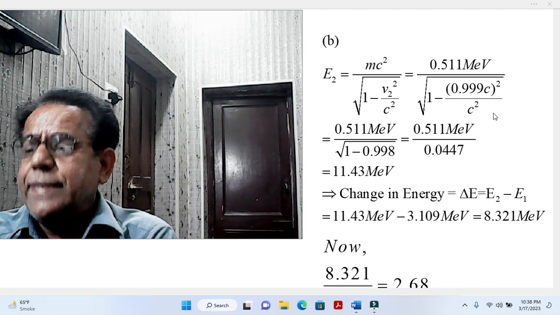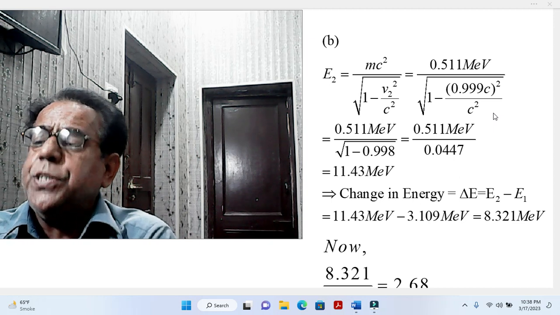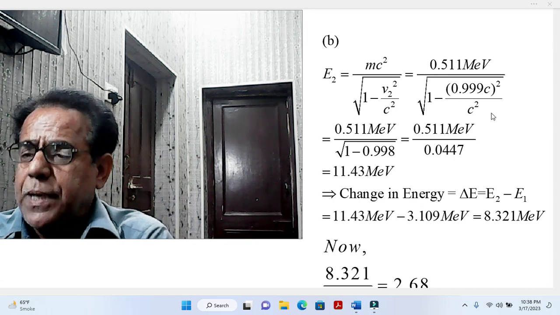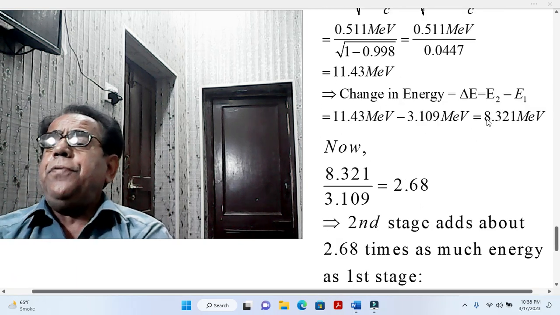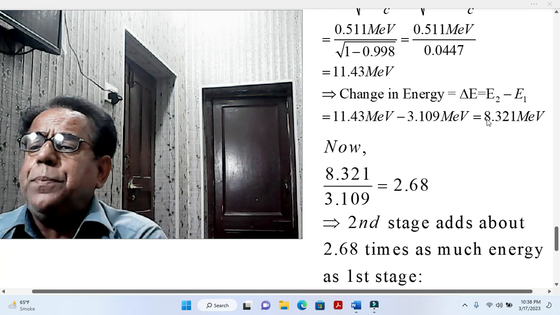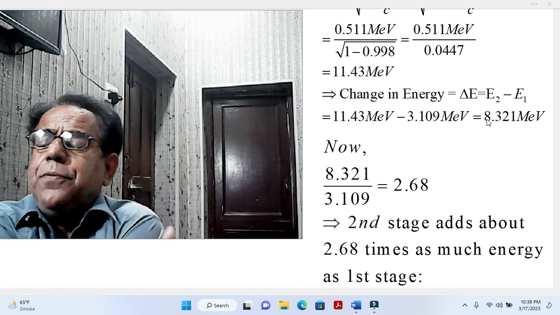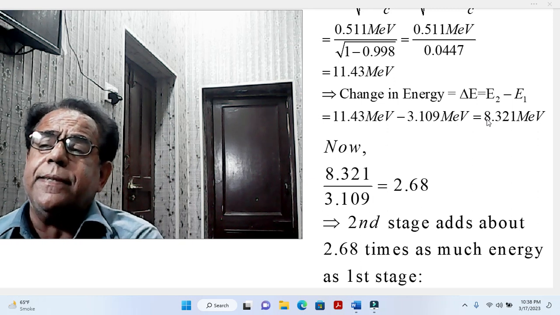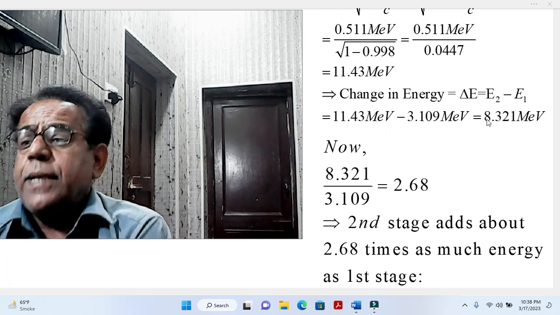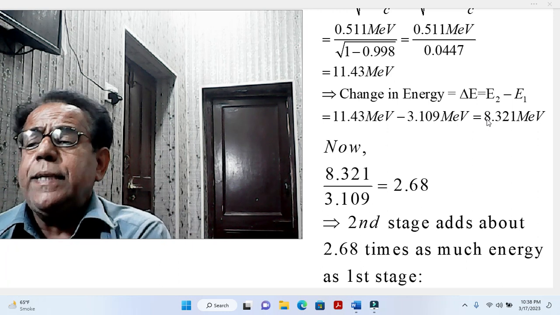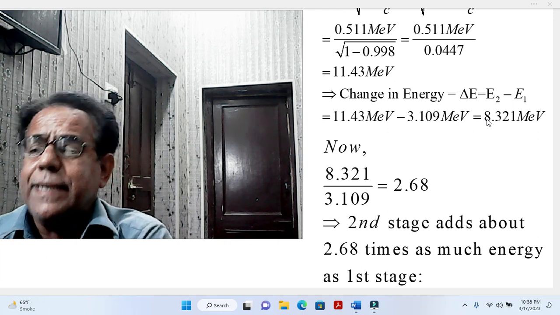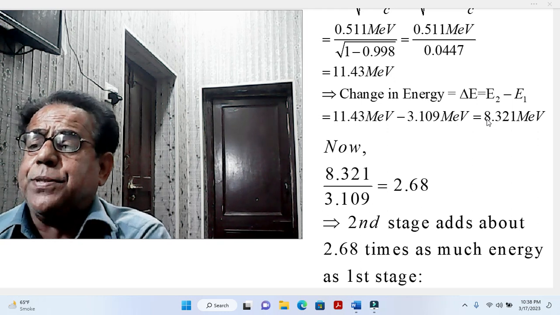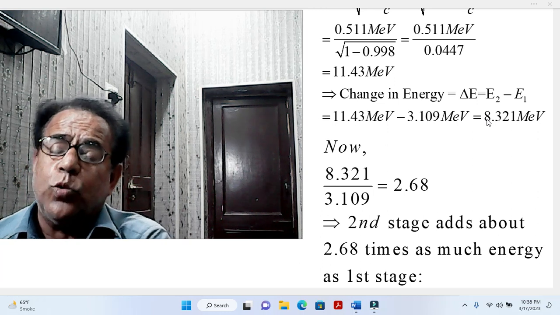Delta E, that is the change in energy, equal to E2 minus E1, has become equal to 8.321 million electron volt. Now, if we divide 8.321 million electron volt by 3.109 million electron volt, then we will get the factor 2.68. Quite obvious. This result implies that the second stage adds about 2.68 times as much energy as the first stage.